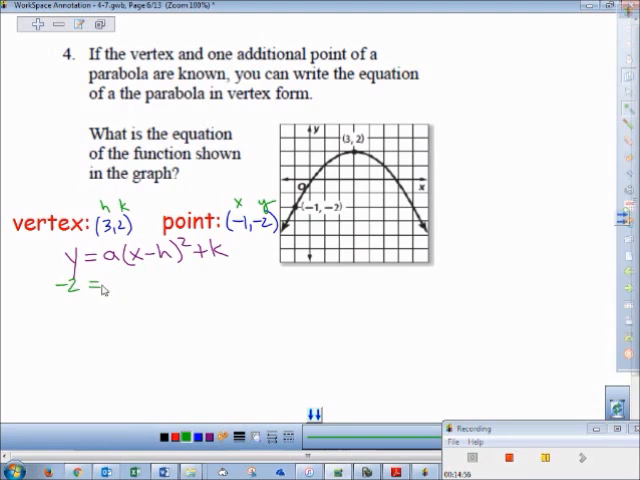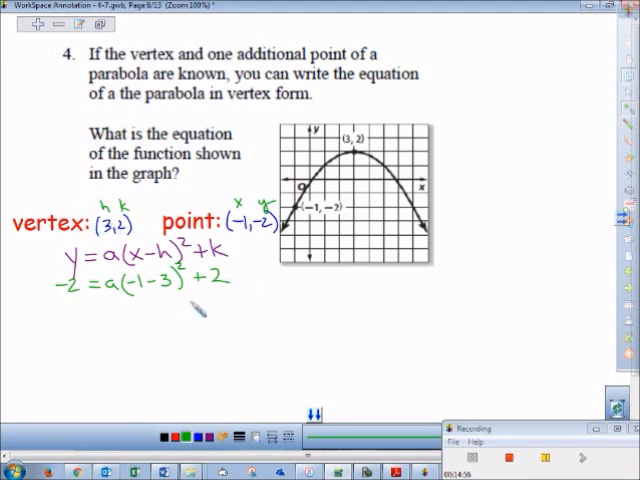Correct? A, I do not know. X is negative 1. H, 3. So I got minus 3. That's got to get squared. And K is 2. I took all 4 of these ingredients and put them in this formula.